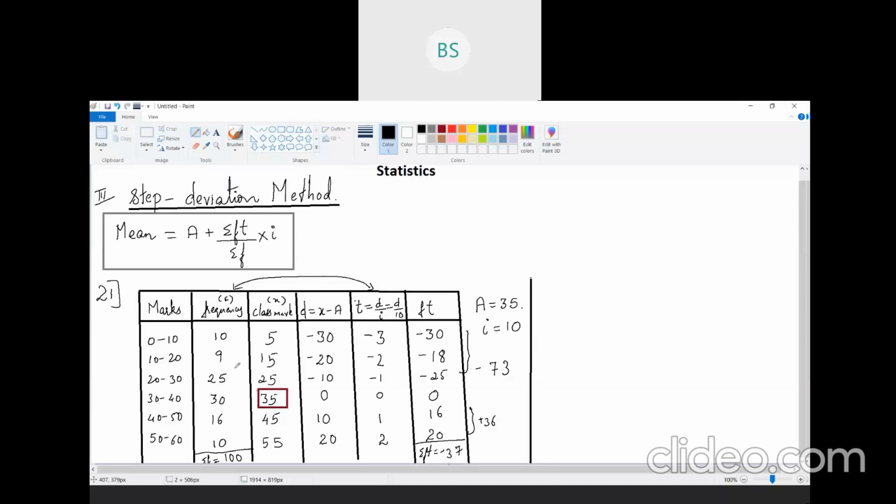Okay. Now, since we found out all the values, we have to substitute in the formula. So, mean is equal to A. Now, A is 35 plus, here it is sigma ft, that is minus 37 upon sigma f, that is 100, into I. I is 10. So, this will give us 35 minus 3.7. So it will be 31.3. So mean is 31.3.